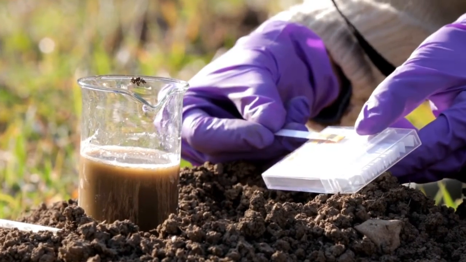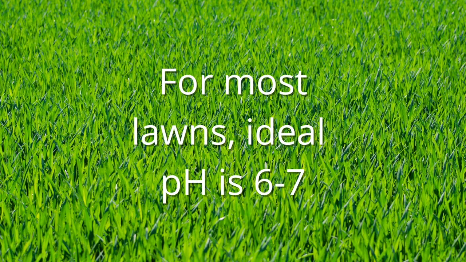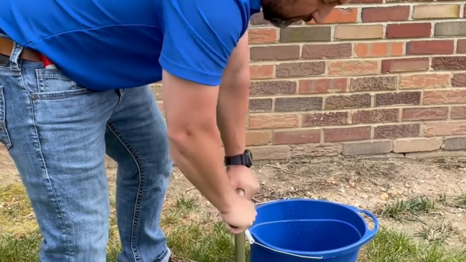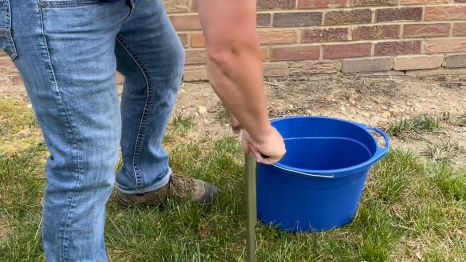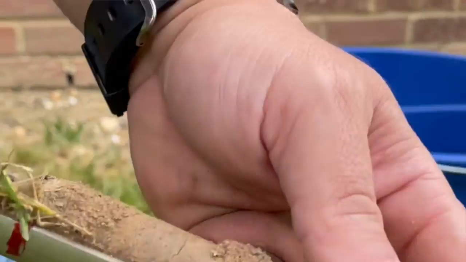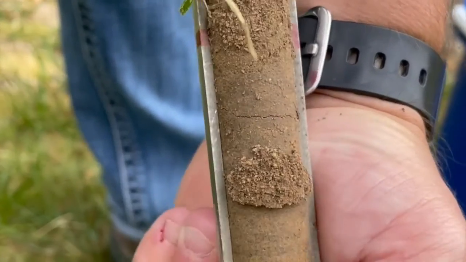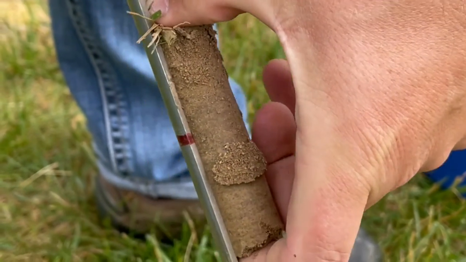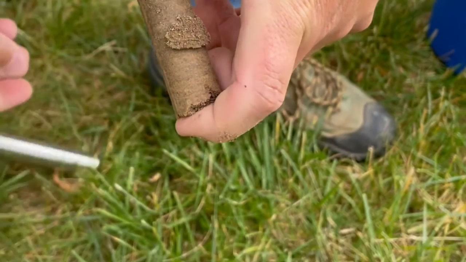Ideal levels for most grasses is a pH of 6 to 7. Retesting every year is best, but every 2 to 3 years is acceptable. Soil testing not only tells us how much nutrients we may have in the soil, but it also gives us the ability to track the nutrient trends over time after our fertilizer applications.